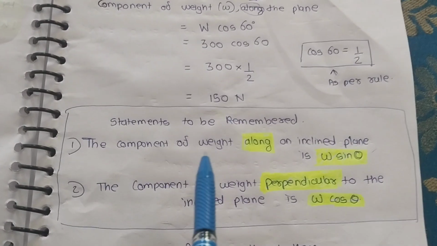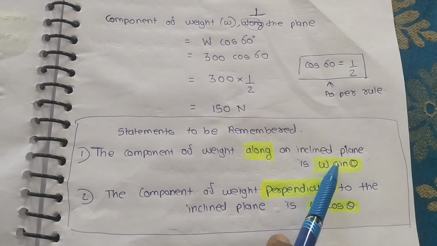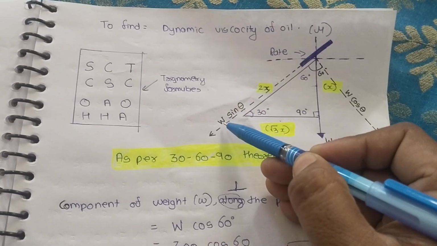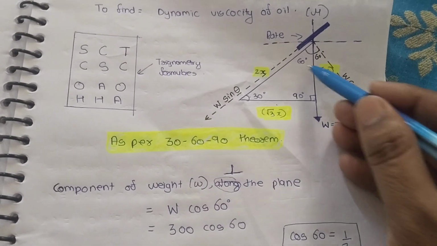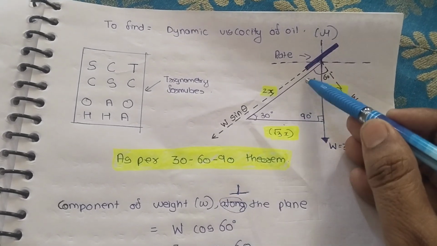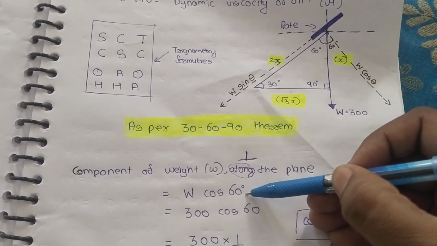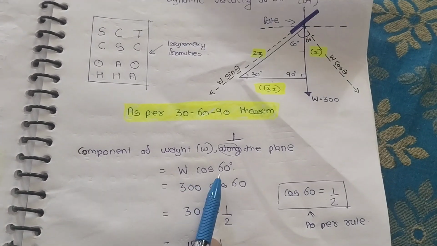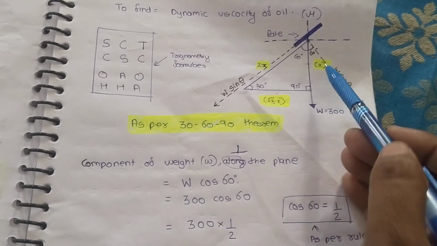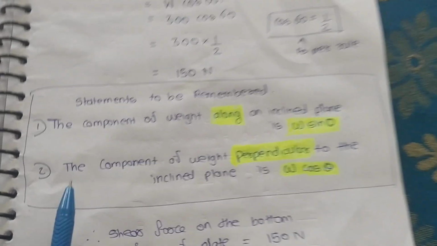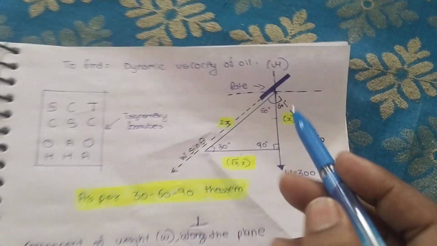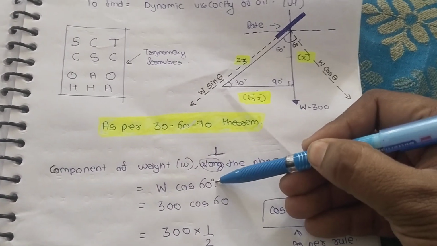Here you have to remember two statements. The component of weight along an inclined plane is W sin theta. But here we are calculating perpendicular to the plane. The component of the weight perpendicular to the plane is W cos theta, so don't get confused about where the W cos theta comes from. It comes from the second statement: the component of weight perpendicular to the inclined plane is W cos theta.